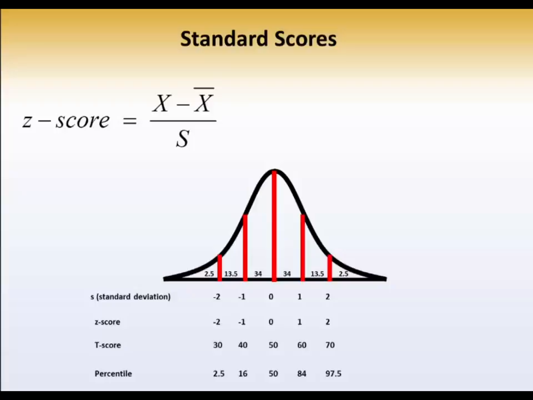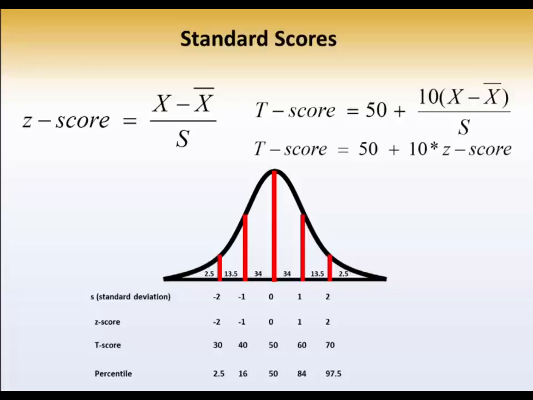How do you get a z-score? A z-score is simply how many standard deviations away from the mean a given score is. So to calculate a z-score, it's simply an observation minus the mean divided by the standard deviation. T-score is another form of a standard score, and the formula is 50 plus 10 times the deviation divided by the standard deviation. T-score actually is 50 plus 10 times the z-score.